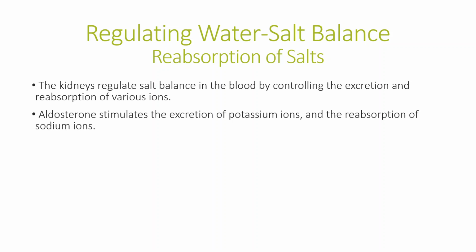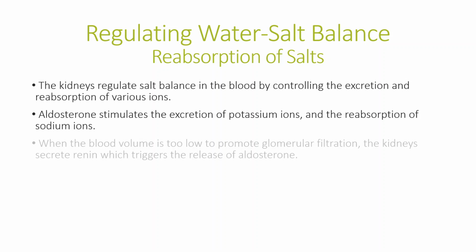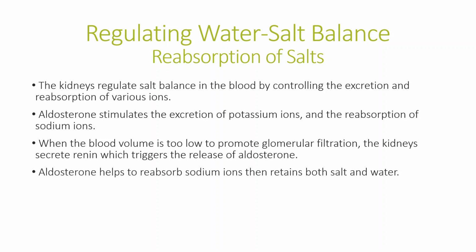The release of aldosterone is set in motion by the kidneys themselves. When the blood volume and pressure are too low to promote glomerular filtration, the kidneys secrete renin. The presence of renin starts a reaction that eventually triggers the release of aldosterone from the adrenal cortex. Aldosterone stimulates the distal tubules and collecting ducts to reabsorb sodium. Because the reabsorption of sodium is followed passively by chloride ions and water, aldosterone has the net effect of retaining both salt and water, and that's when the blood volume and blood pressure increase.